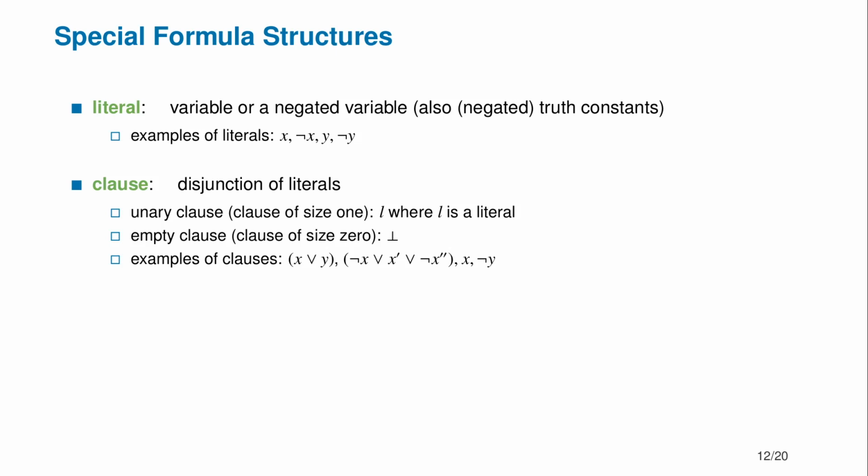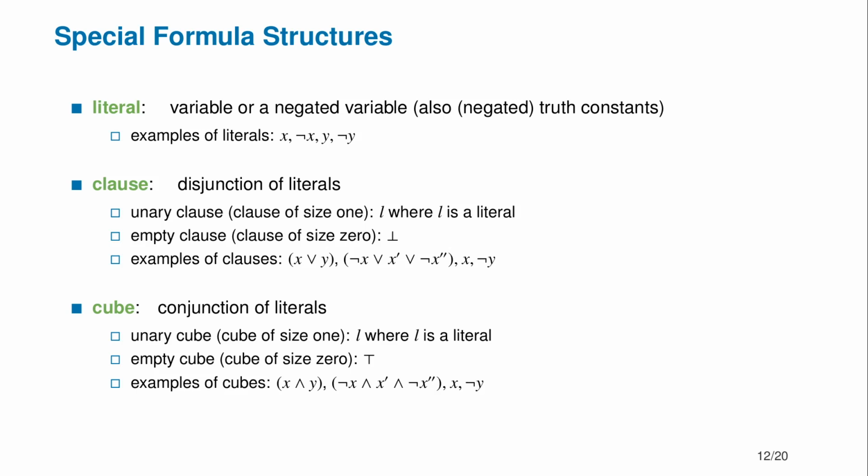There are some clauses with a special name. A unary clause is a clause of size 1. The size of a clause is given by the number of its literals. The empty clause is a clause of size 0. It's also written with the bottom symbol of the truth constant false. And here are some more examples. We have this binary clause x or y. We have a ternary clause not x or x prime or not x double prime. And here we have two unit clauses x and not y. Dually we can define a cube. This is simply a conjunction of literals.